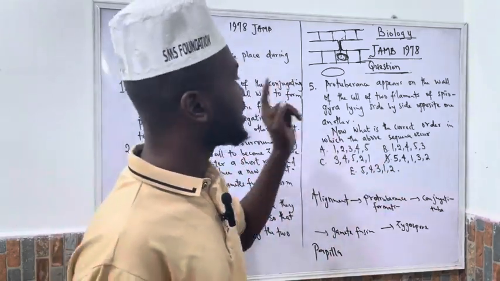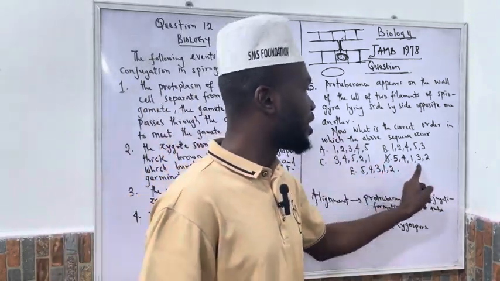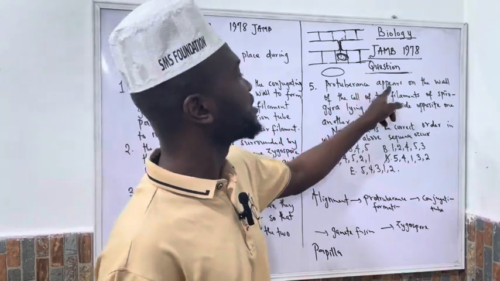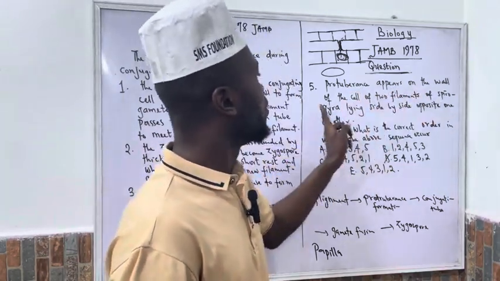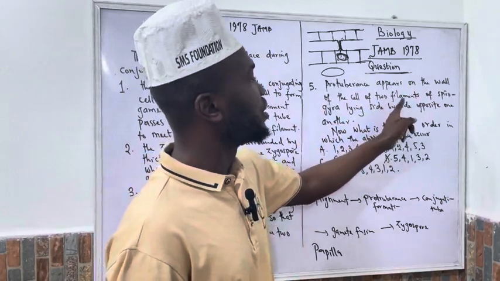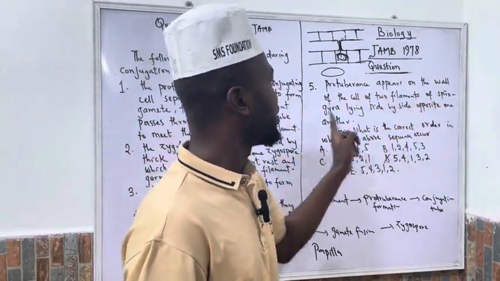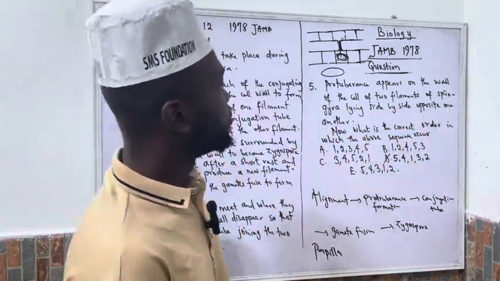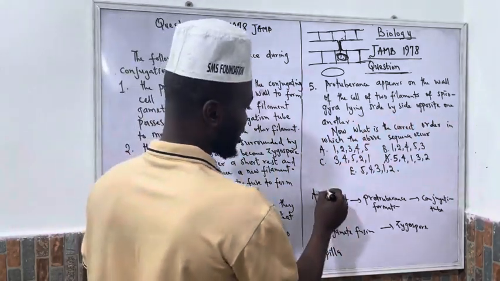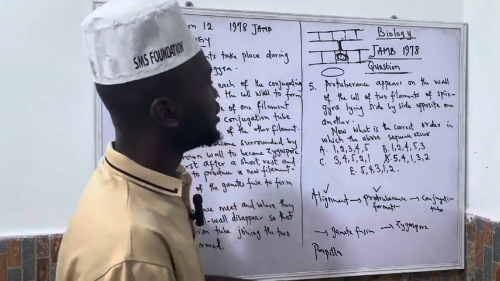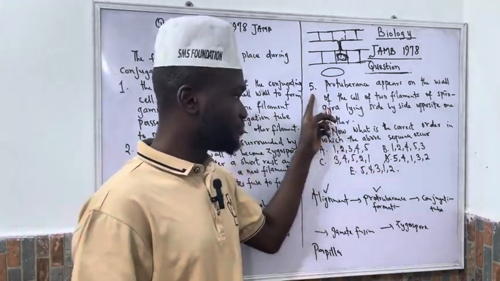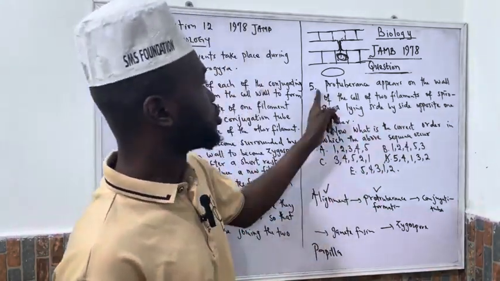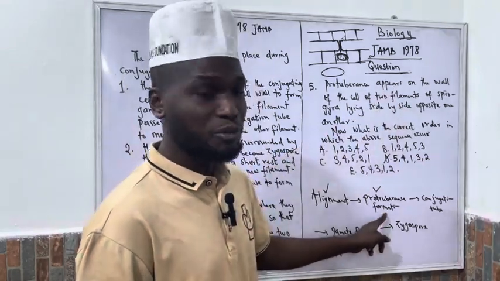So if I start with 5, that is 5, 4, 1, 3, 2. If I start with number 5, see that they say protuberance appears on the wall of the cell of the two filaments of Spirogyra lying side by side opposite one another. You see that they have combined both step 1 and step 2 in this number 5. Good, because they said side by side, that's alignment. Protuberance appears, that's protuberance formation.